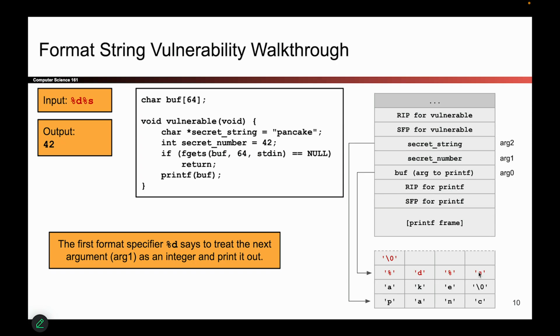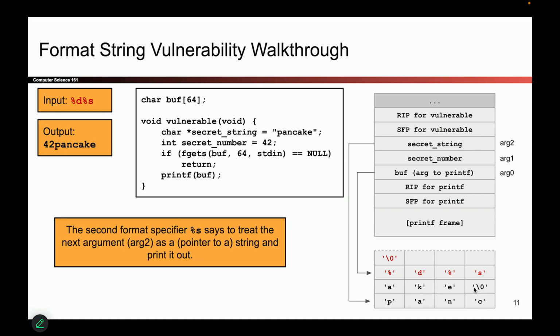And s means string. And strings are pointers to the start of a character array. So I read this as an address. I go to that address, and I start printing characters until I see null. So I print P-A-N-C-A-K-E. I see the null, and I'm done. So in total, the %d, %s caused me to print out 42 pancake. Both of my secret values got leaked because the attacker provided a %d, which matched up to secret number, and a %s, which matched up to secret string. They weren't supposed to be arguments, but printf didn't know that and treated them like arguments anyway.